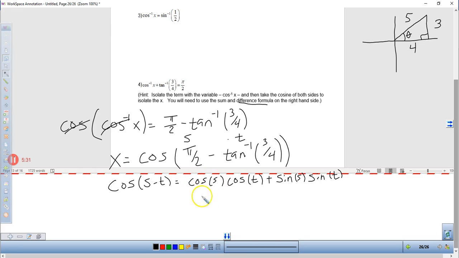Well, let's fill in what we know. Cosine of S, so that's cosine pi over 2. Well, cosine pi over 2 is 0.